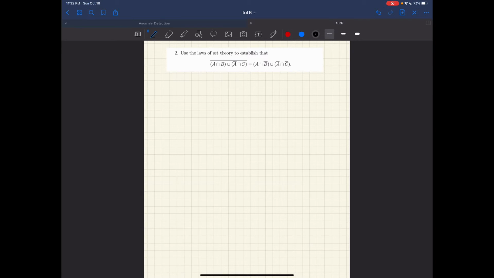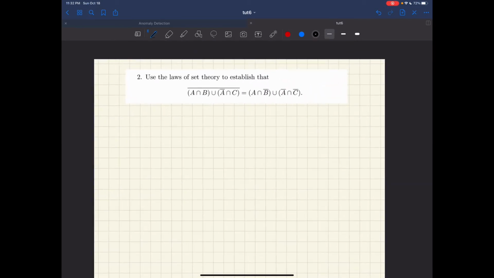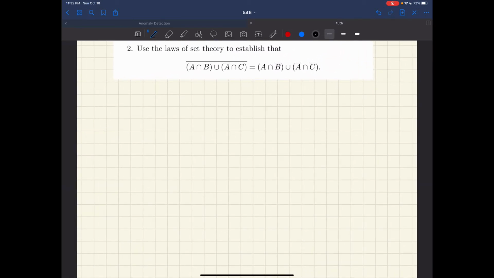Now, moving on to the second question, it says use laws of set theory to establish the following. A intersection B union A complement intersection C and its whole negation is equal to A intersection B complement union A complement intersection C complement. Now, this is a bit tricky problem here, so we'll take it as we go.